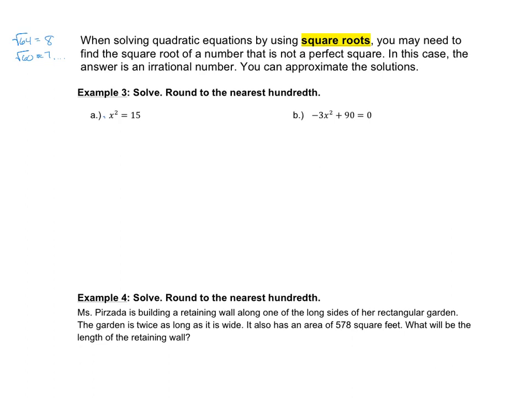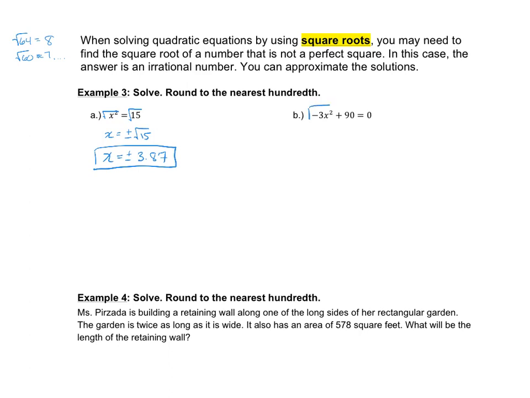So when we're solving, if we take the square root of the x squared to isolate the x, then we end up with plus or minus radical 15. Well, it's an irrational number, so if I'm asked to round to the nearest hundredth, then I would say that it would be plus or minus 3.87.